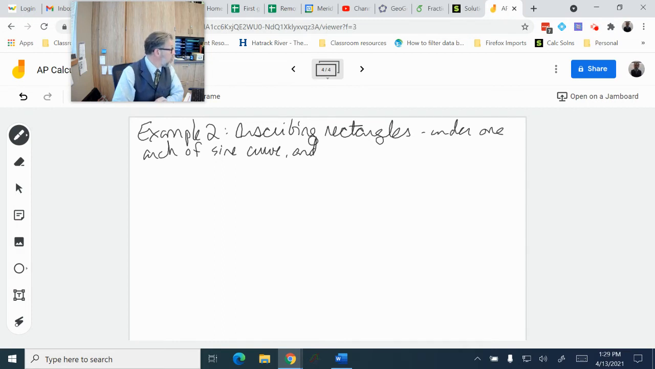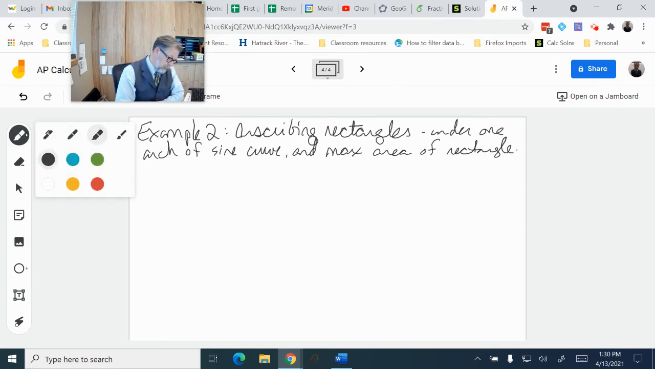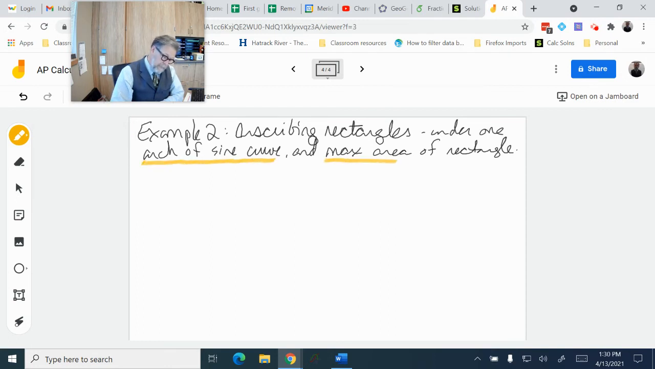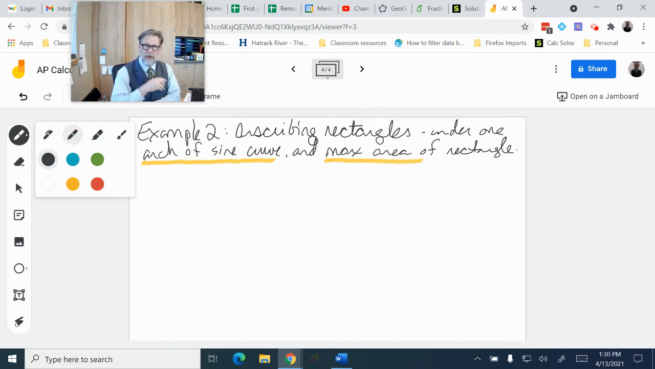And we want to maximize the area of the rectangle. So, step 1. Let me go through. First off, I've got an arch of the sine curve, and I want a maximum area. I think that's probably everything I need to know. I'll have to pull some information out of my head about sine curves.